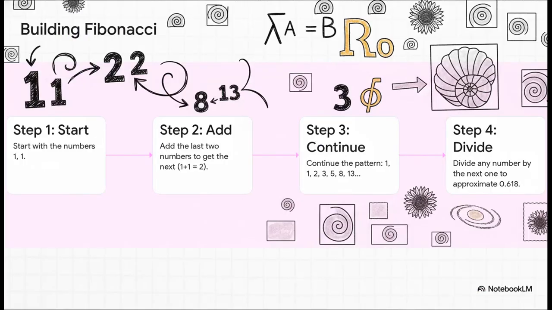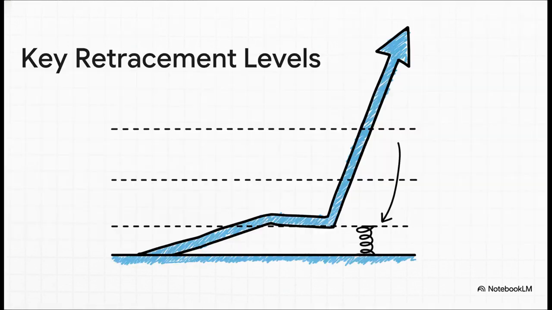And how do we get to this magic number? It's actually incredibly simple. You just start with 1 and 1. Add them together, you get 2. Add the last two numbers again, 1 plus 2, you get 3. Then 2 plus 3 is 5, and you just keep going. Now here's the cool part. As you go further and further down the line, if you divide any number by the next number in the sequence, the answer gets closer and closer to 0.618, which is directly related to that golden ratio. So, what does this have to do with a stock chart?